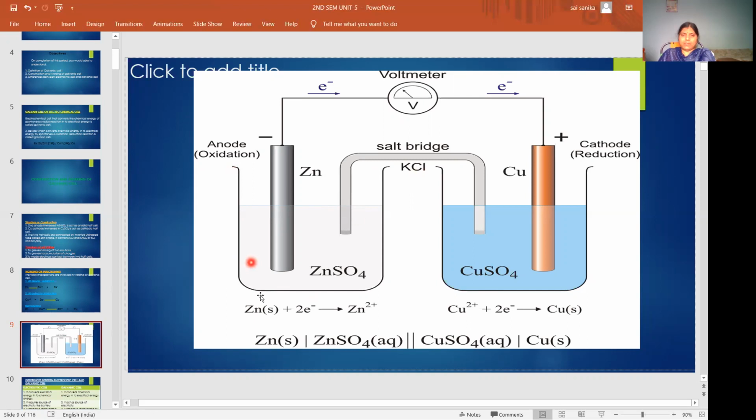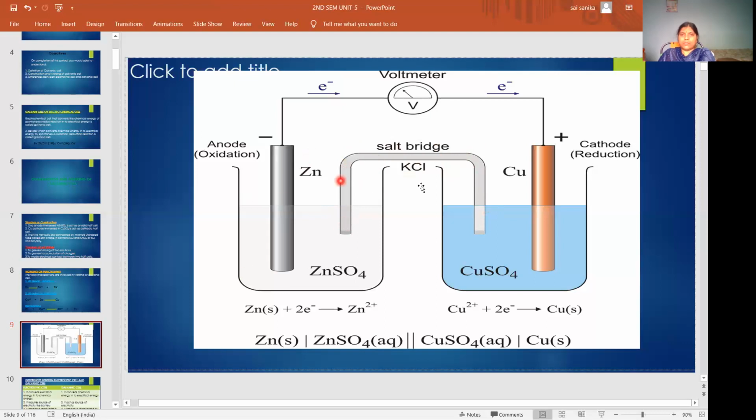In one beaker we are taking zinc sulfate, in that we are dipping a zinc rod. In another beaker we are taking copper sulfate solution, in that we are dipping a copper rod. These two are connected by a voltmeter. And these two solutions are connected by an inverted U-shaped tube called a salt bridge. Why do we call it a salt bridge? This tube is filled with a salt mixture, KCl and KNO3. So this is the construction.